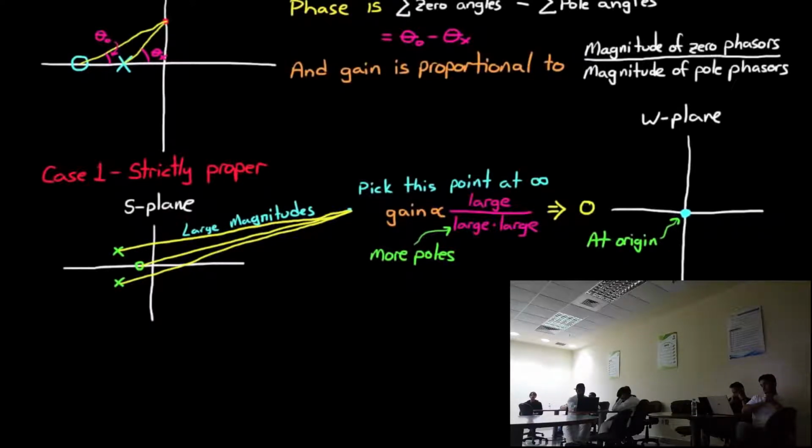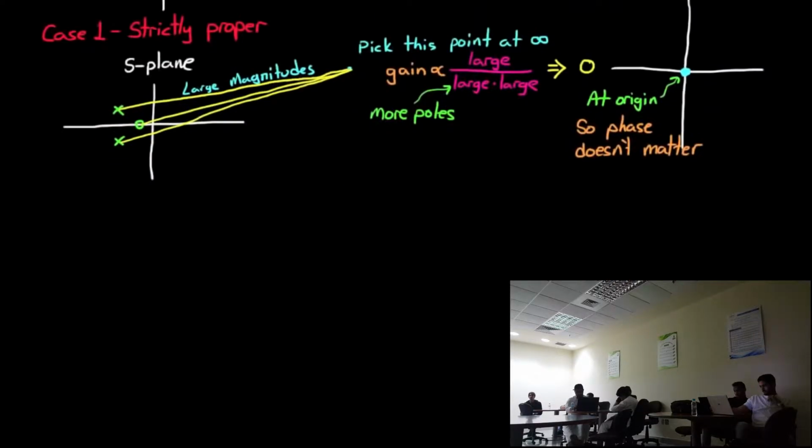And since the gain is zero, we don't need to worry about the phase because the point is always at the origin in the W-plane. And phase would just be akin to spinning your pencil in place at the origin. It's still the same point, and so we don't really have to worry about it.